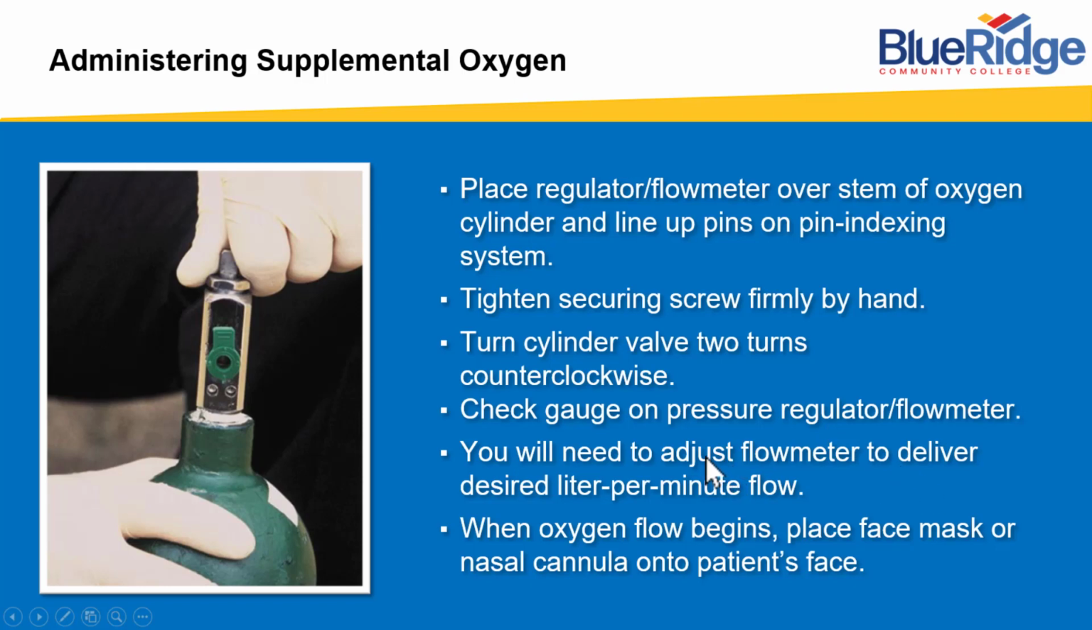Make sure that you have enough oxygen in there to actually use. And then adjust your flow meter to deliver the desired liter per minute flow, depending on what type of oxygen delivery method you're using, whether it be a face mask, non-rebreather, or nasal cannula. When the oxygen begins to flow, place the mask or the nasal cannula onto the patient's face.